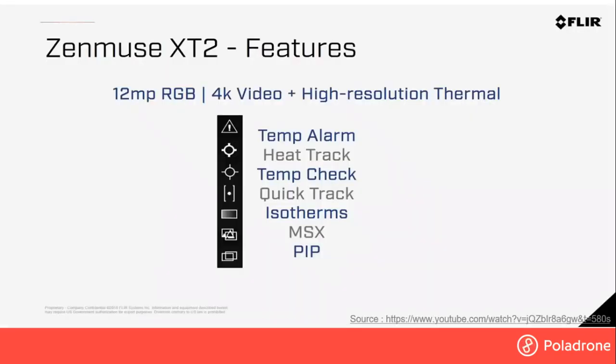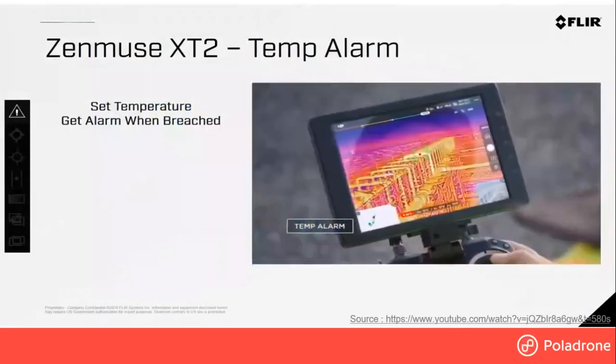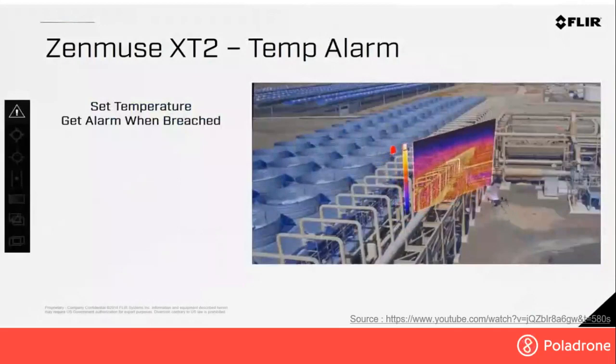By having the Zenmuse XT2, you can have a temperature alarm, which means you can set the temperature you want to measure. When it scans through certain objects, it will sound an alarm when the temperature is breached. So this is the first intelligent function of the Zenmuse XT2.